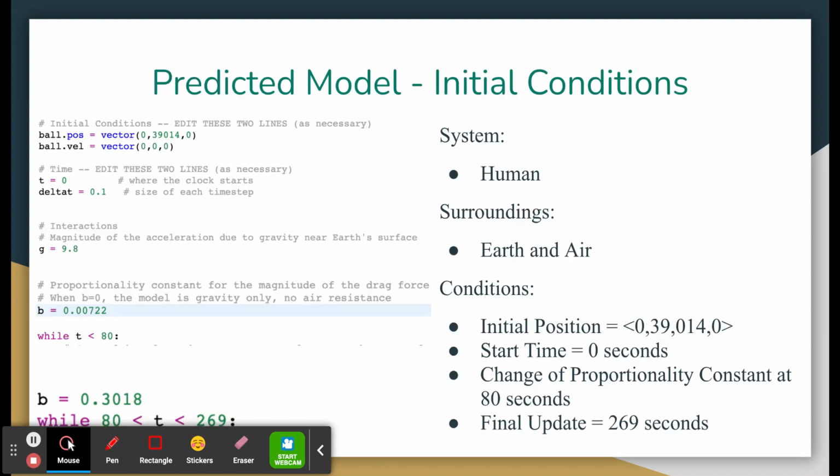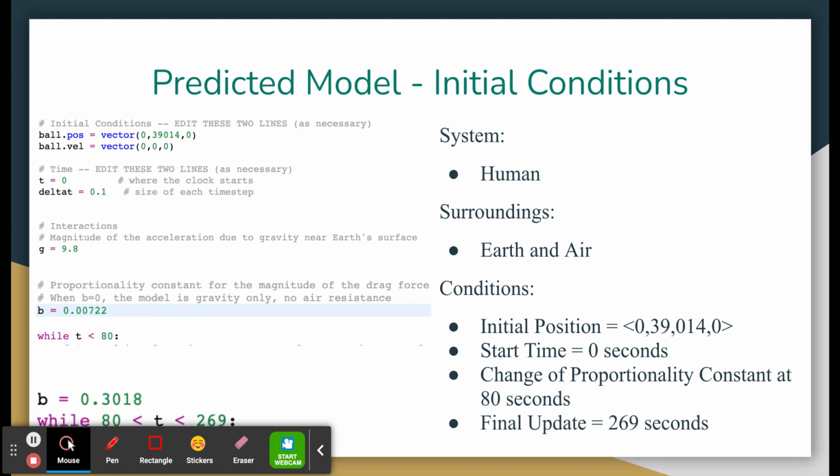So to begin with, we had our predicted model, which had some initial conditions. Our first is the system, which is the human, and then we have the surroundings, which is Earth and the air, which helps us determine the coefficient of drag. And there's going to be two in this case, because we have one where he has a low coefficient of drag because there's little to no air pressure. And then we have one where there is a coefficient of drag when he reaches the Armstrong line or Armstrong's limit.